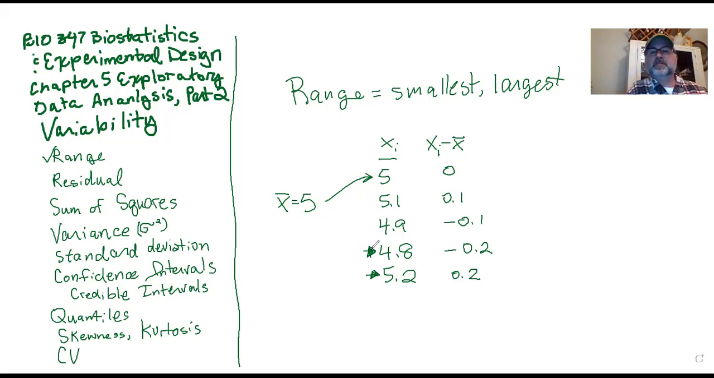All right, the sum of squares. If we look at our residuals, we're going to take our residuals, we're going to square them, and then we sum. So we square each of these, and then we sum it up, and that gives us our sum of squares.